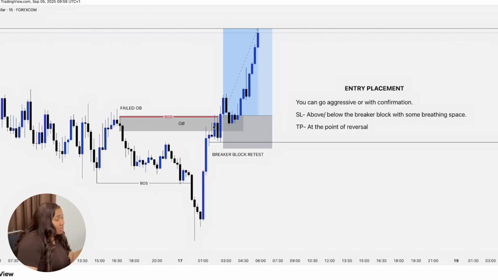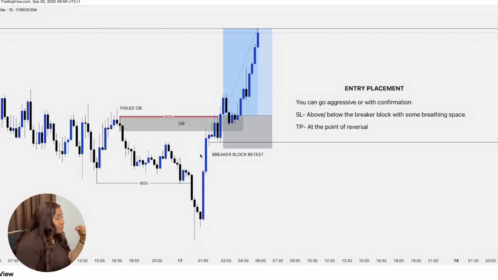Most of the times, price may just give you a little consolidation around the order block before it will break. That is more likely to play out than when price will just clear to the upside or to the downside and it's coming to retest. So always work with confirmation when you are trying to take your trades using breaker blocks.